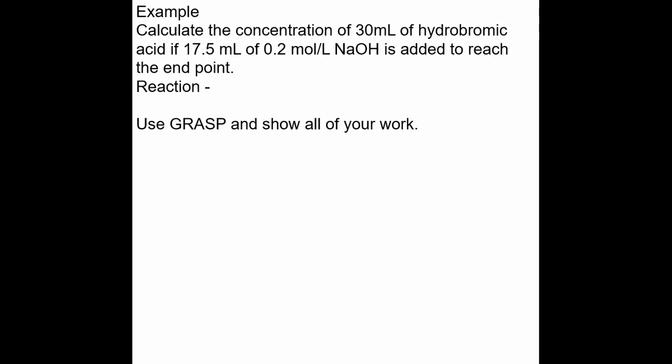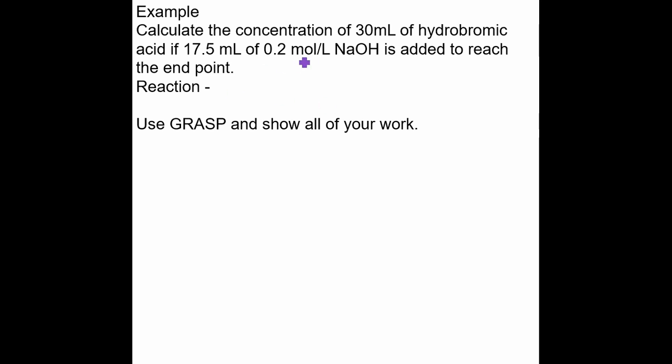So let's take a look at an actual calculation here. Calculate the concentration of 30 milliliters of hydrobromic acid if 17.5 milliliters of 0.2 moles per liter sodium hydroxide is added to reach the end point.